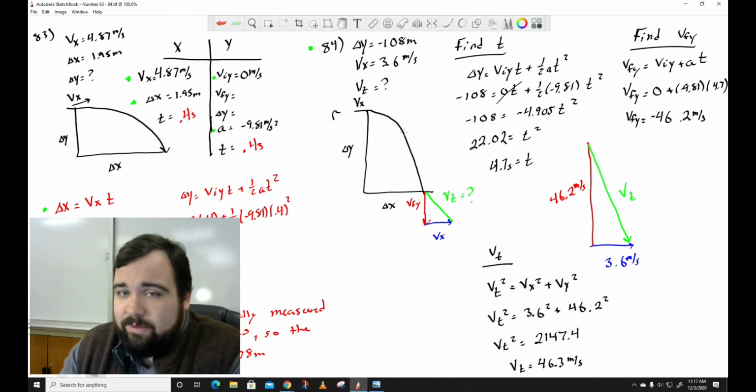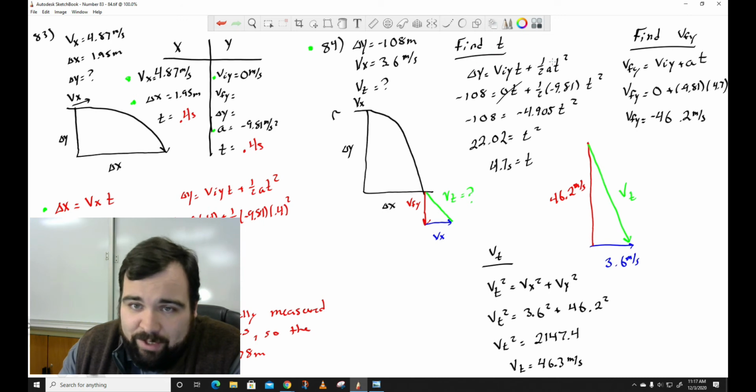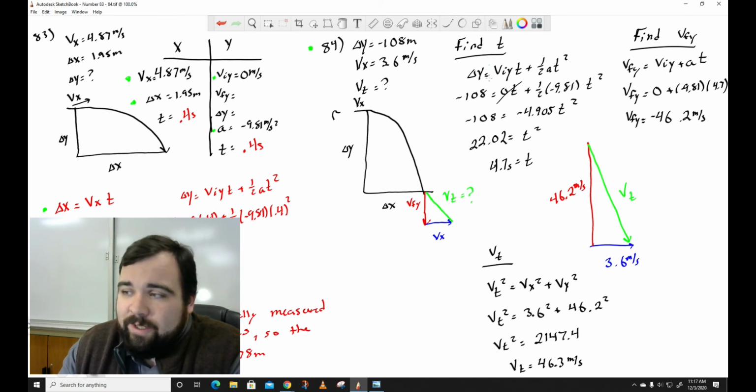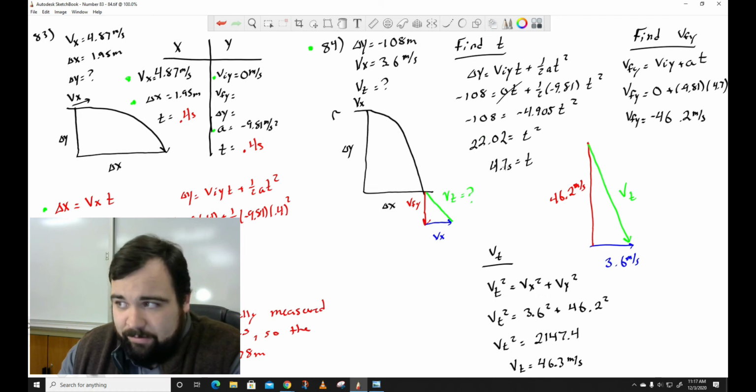So still, first, time. To find time, we're going to use the delta y equation. Since Vi is 0, we don't have to worry about the quadratic formula, so we have negative 108 equals 1/2 times negative 9.81 t squared. Work through this. Make sure you are dividing by the negative 4.905 and not adding it. Take the square root, and you get 4.7 seconds.